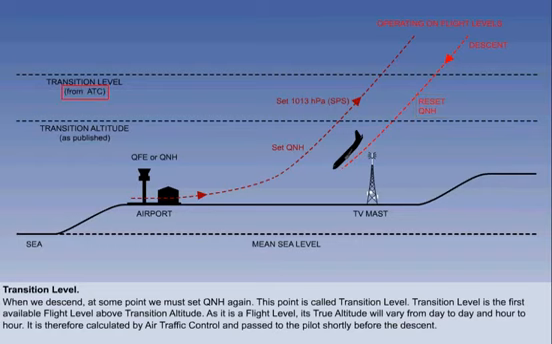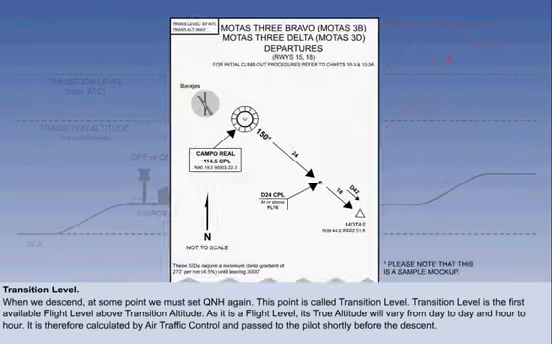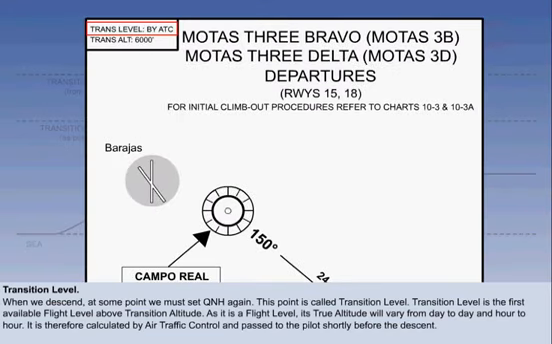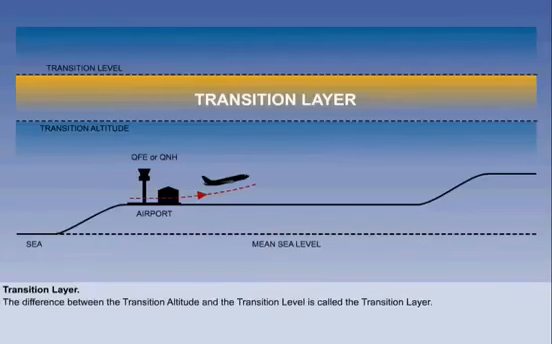Because of this, it has to be calculated by air traffic control, who will have the latest surface pressure, and the transition level is passed to the pilot shortly before the descent. In fact, they even tell you that it comes from ATC on the published document in this example. The difference between the transition altitude and the transition level is called the transition layer.